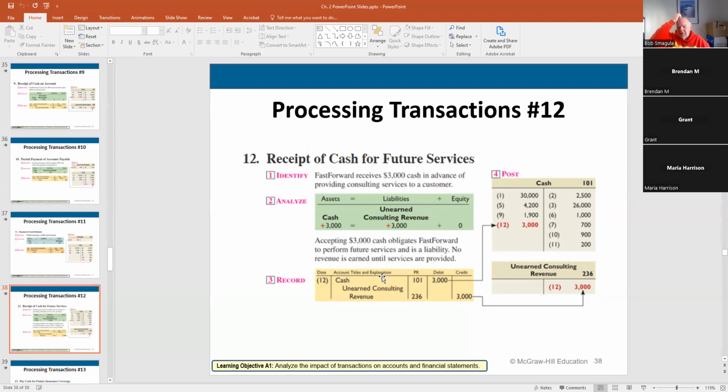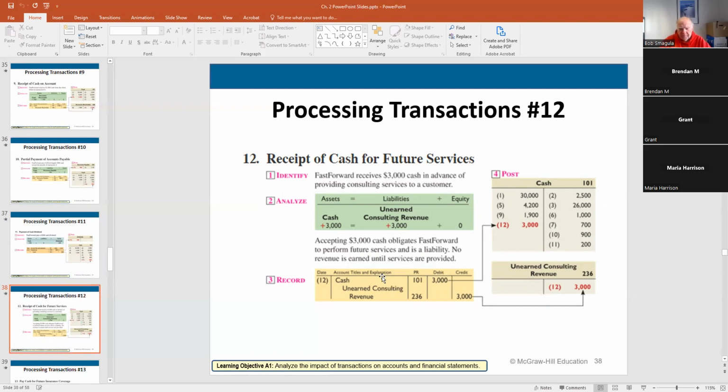Now, here's something you haven't seen before. We'll go over this. You'll get a lot of work on this one. Receipt of cash for future services. Fast Forward receives $3,000 in advance of providing consulting services to a customer. Accepting the $3,000 in cash obligates Fast Forward to do something in the future. Thus, it's a liability, believe it or not. No revenue can be earned until the services are provided.